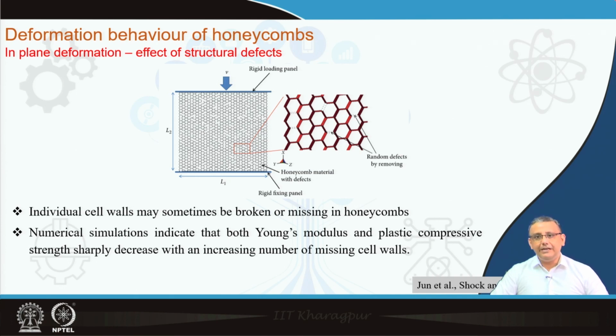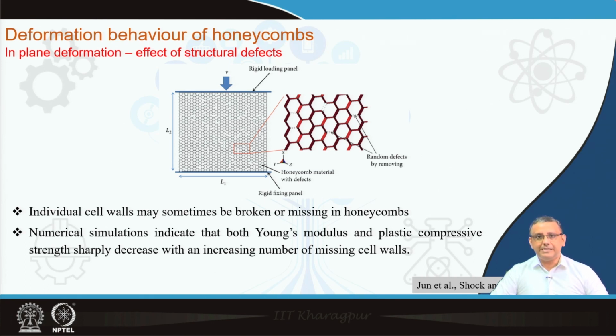But whatever we learnt in the last few lectures about the deformation behavior of honeycombs was mainly about the perfect honeycomb. That means it was assumed that the honeycombs have a perfect structure and there are no defects inside the material. But as we know, real structures always have some defects or anomalies, and these reduce the strength of the material.